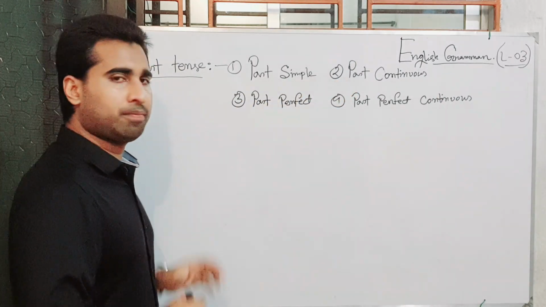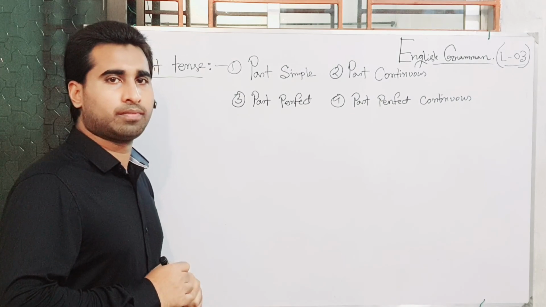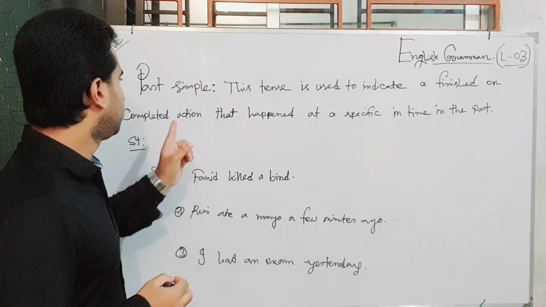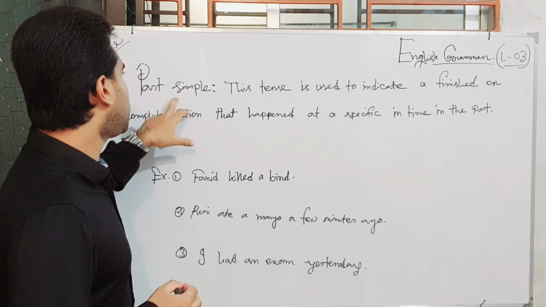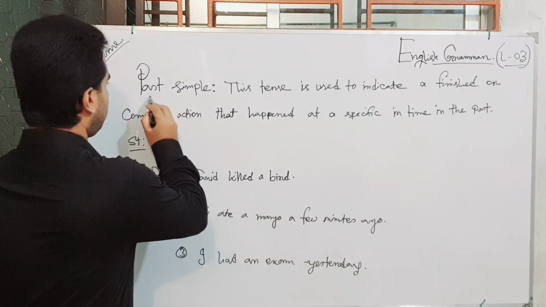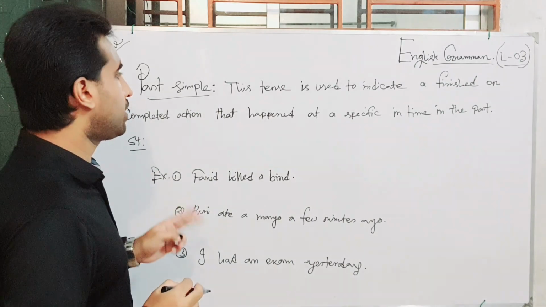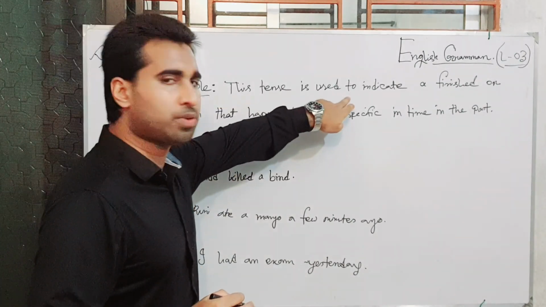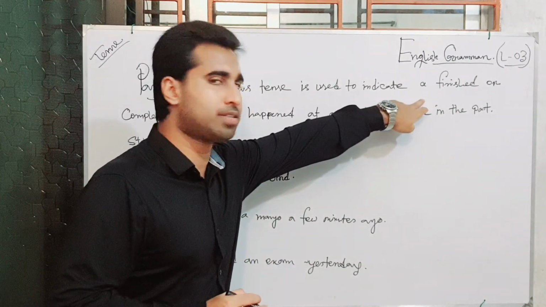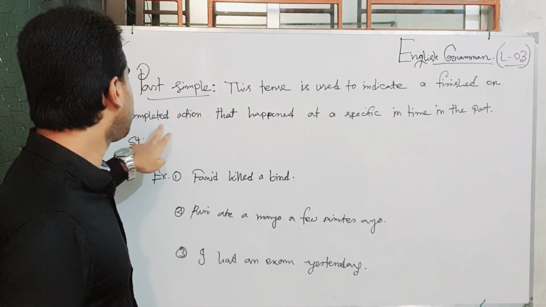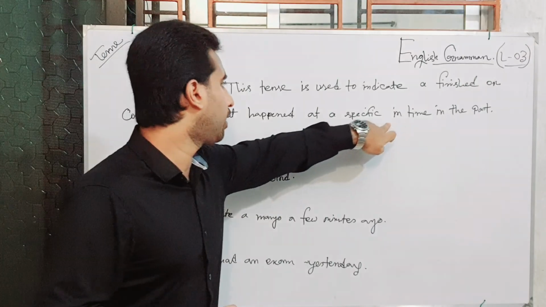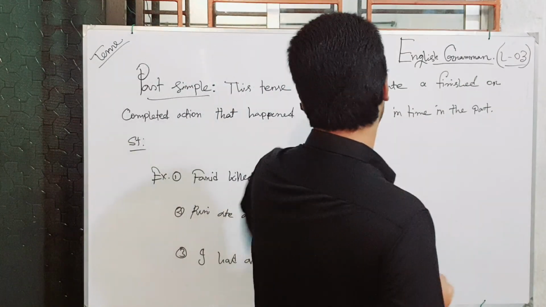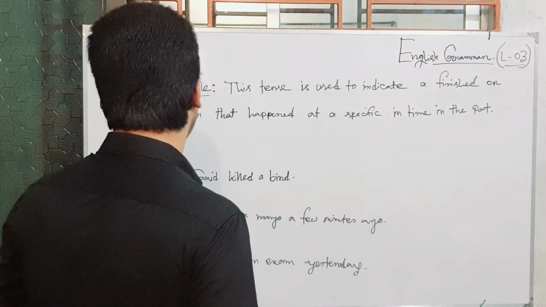Past simple. Dear students, past simple tense. The definition of this tense is: this tense is used to indicate a finished or completed action that happened at a specific time in the past.